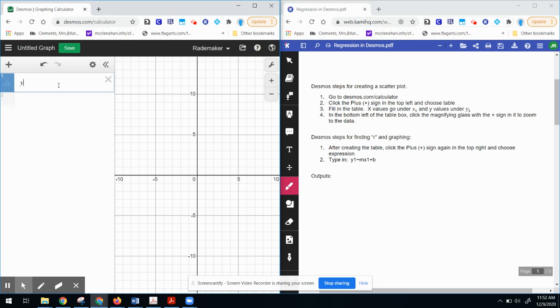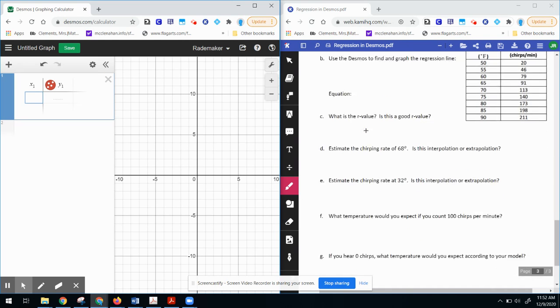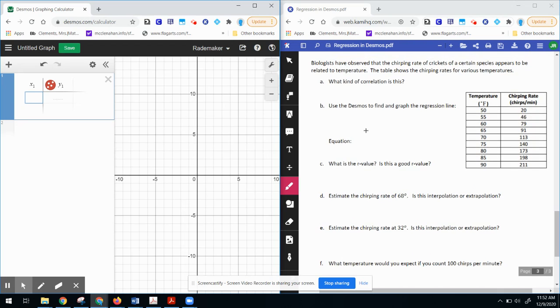We don't want the line, or we want a line eventually. We don't want a line right now. We want to be able to make a scatter plot for right now. So to make a scatter plot, we're going to go plus in the top left and create a table. Okay. And then in that table, we're going to fill in the x values under x1 and the y values under y1. Okay. Now for the data, we're going to use this third page.